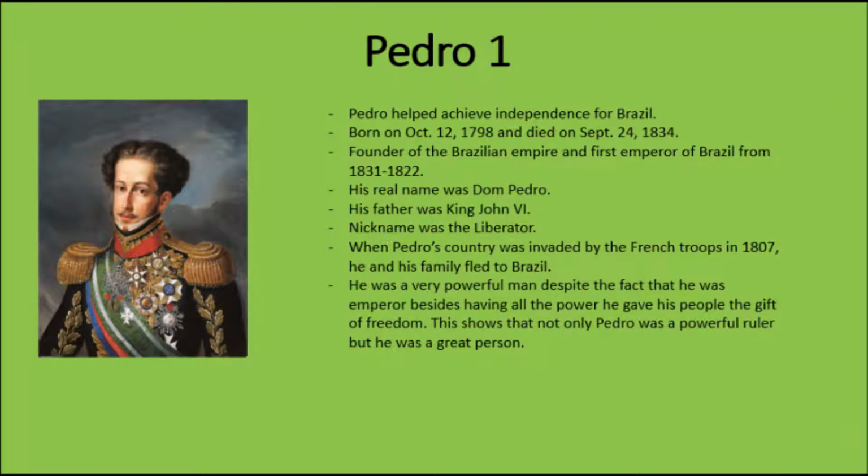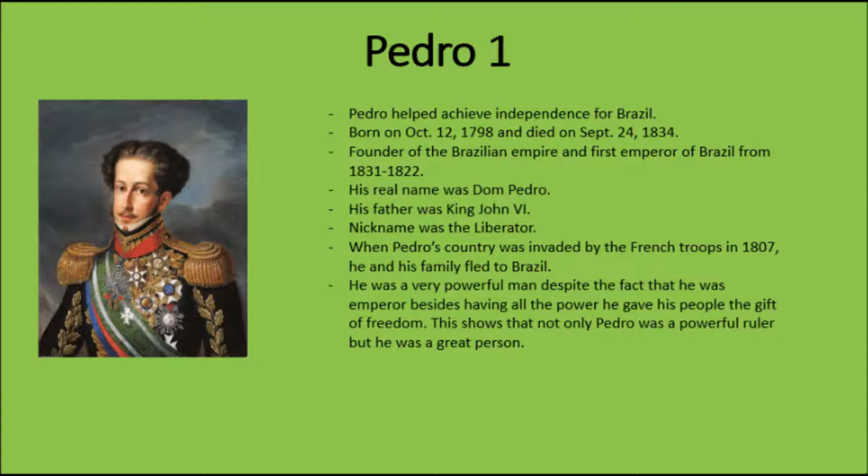Pedro I. Pedro helped achieve independence for Brazil. He was born on October 12, 1798, and died on September 24, 1834. Pedro was the founder of the Brazilian Empire and the first emperor of Brazil from 1822 to 1831. His real name was Dom Pedro. His nickname was the Liberator.